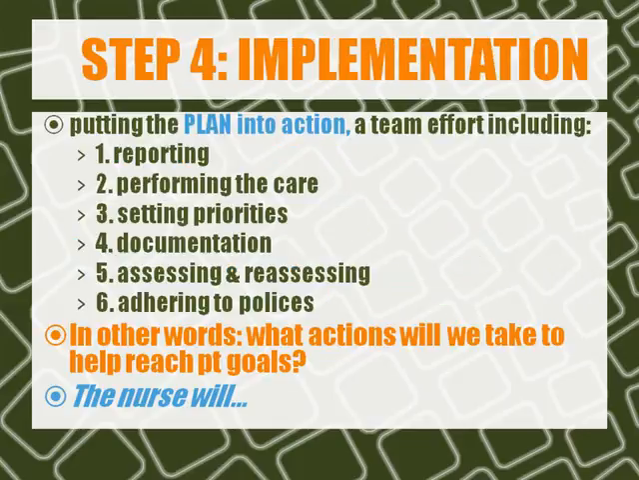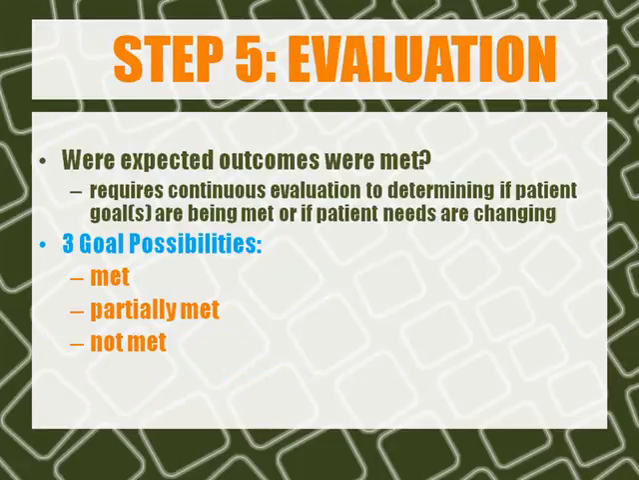With step 4 of the nursing process, this is where we put the plan into action. And this is going to involve a team effort, which includes reporting, actually performing the care, setting priorities, documentation, assessing and reassessing, and of course adhering to the policies. So this is where we actually take action. In other words, what actions are we going to do to help the patient reach the goal? What is the nurse going to do? So we've got our NANDA diagnosis. We've set goals for our patient. Now what is the nurse going to do, or what can we do to help the patient reach those goals?